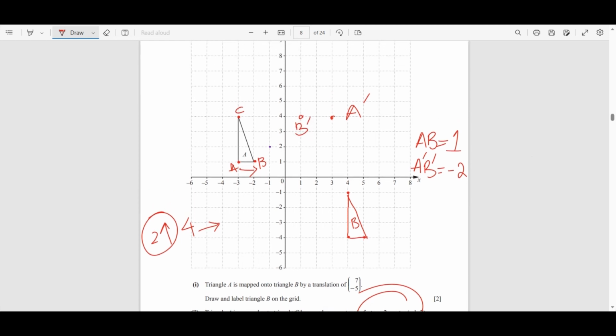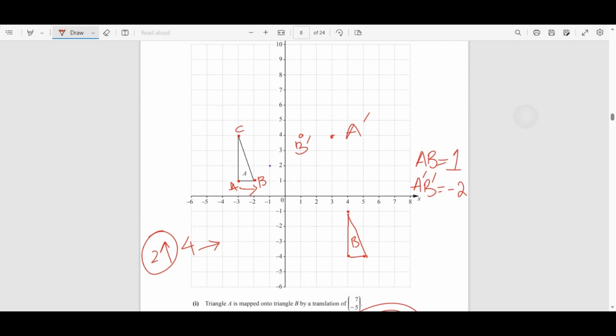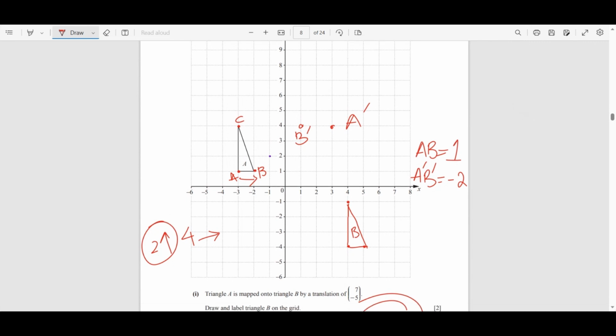And for C, it is right above A, that is 3 blocks. Because of the scale factor, if it's 3 units above, we need to go 6 units down, because the negative sign changes the direction. So C was above, so now C prime is going to be down. And because the magnitude of the scale factor is 2, you multiply the distance between A and C, that is 3 boxes, by 2, so that's 6. So you need to go 6 boxes down. So 1, 2, 3, 4, 5, 6. So this is going to be C prime.